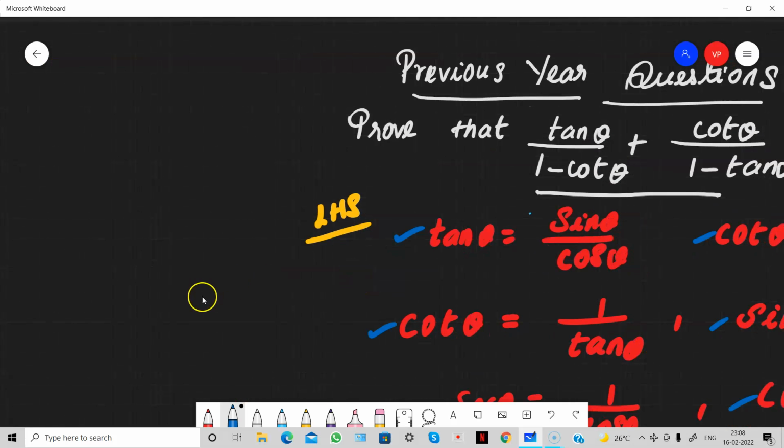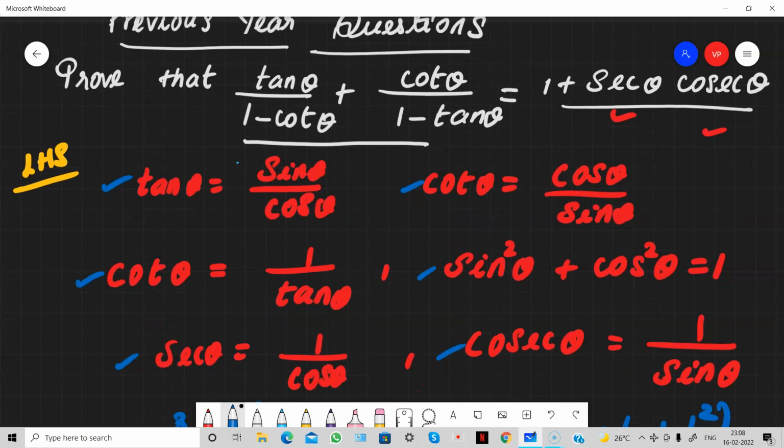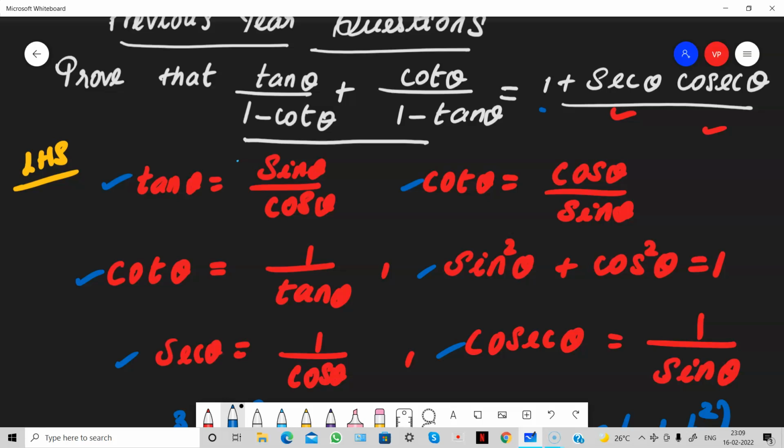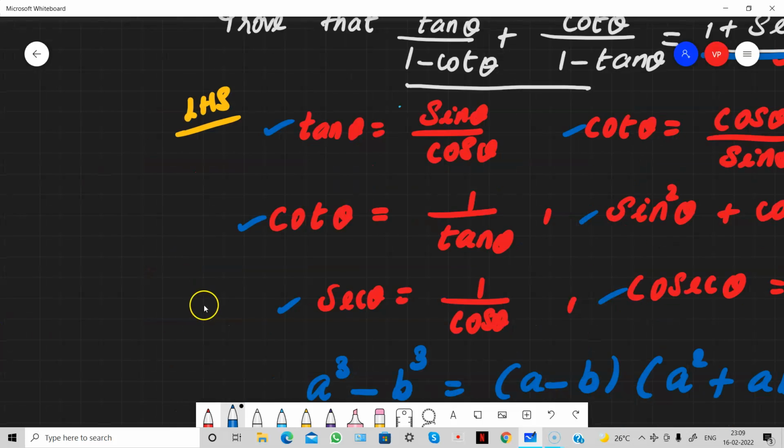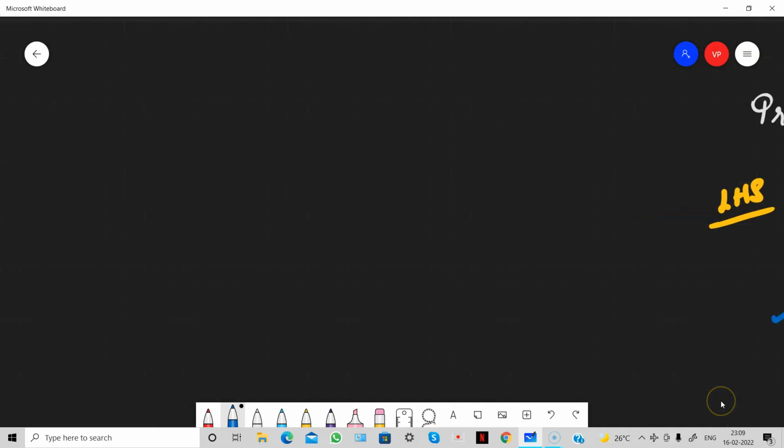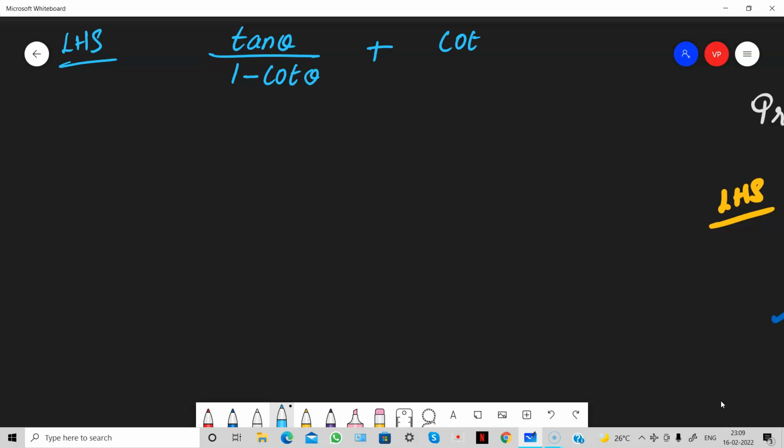Now look at the LHS. We are going to take this LHS and derive the RHS. What is the RHS? 1 plus secant and cosecant. So take the LHS, and listen to me very carefully. The question is: LHS is tan theta by 1 minus cot theta plus cot theta by 1 minus tan theta. This is our question.